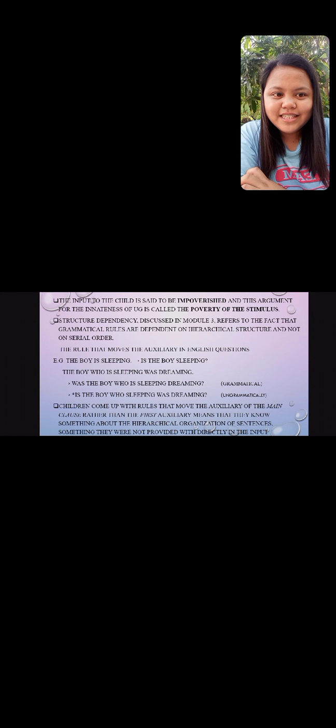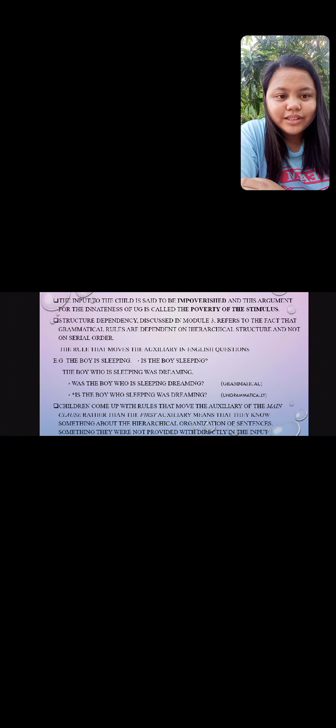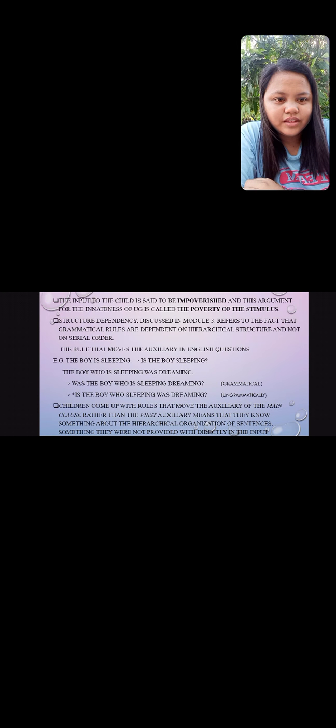Structure dependency, discussed in Module 3, refers to the fact that grammatical rules are dependent on hierarchical structure and not on order. So the rule that moves the auxiliary in English questions, for example: The boy is sleeping. Is the boy sleeping? The boy who is sleeping was dreaming. Was the boy who is sleeping dreaming? Is the boy who is sleeping was dreaming?